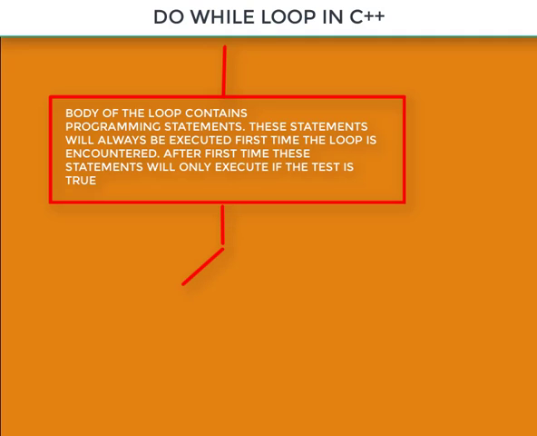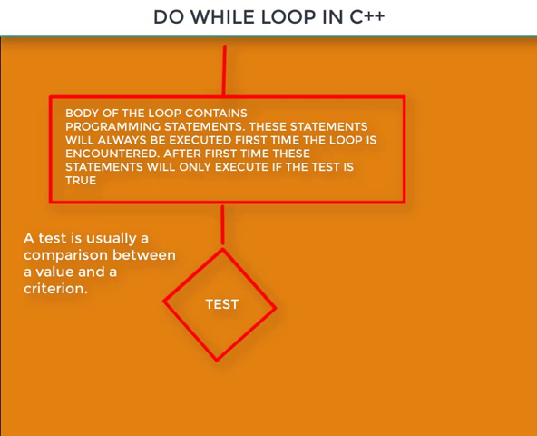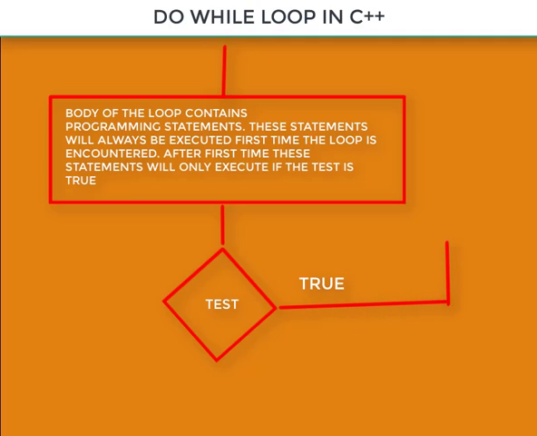Therefore, the test follows the body of the loop, and the test is essentially a comparison between a value and a criterion. When we perform a test, essentially what we're saying is that we are performing a comparison between either two variables or two constants or two literals or any combination of the above. If the test is true, meaning the comparison being performed evaluates to true, then the control of the program shifts back to the body of the loop and the programming statements are executed.